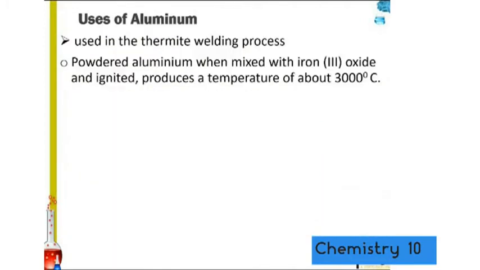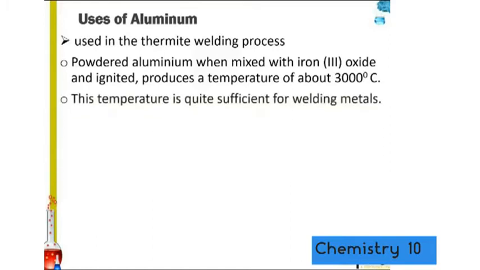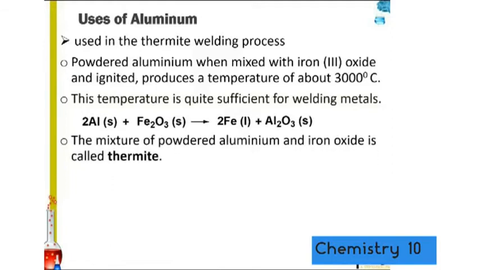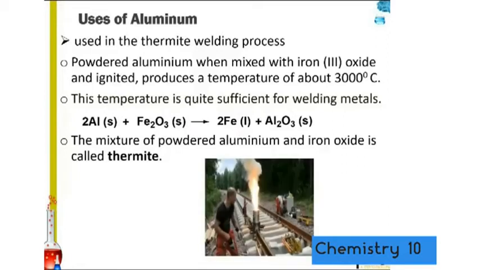Aluminum is also used as thermite in the welding process. Powdered aluminum, when mixed with iron(III) oxide and ignited, produces a very high temperature of about 3,000 degrees Celsius. This temperature is quite sufficient for the welding of metals. The mixture of powdered aluminum and iron(III) oxide is called thermite.